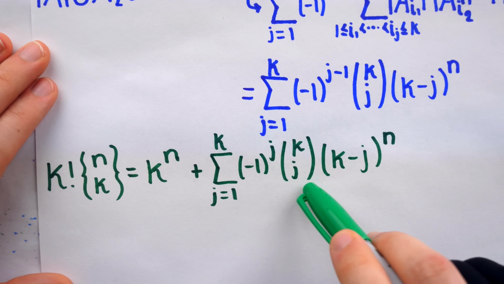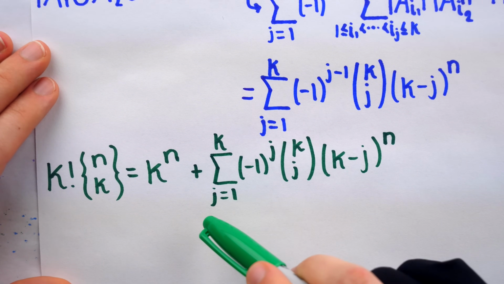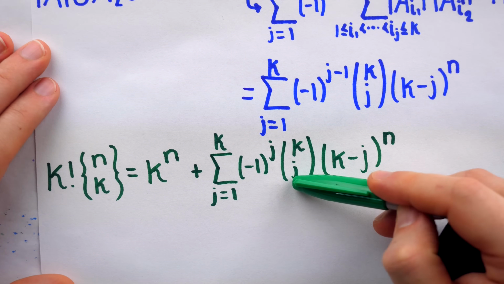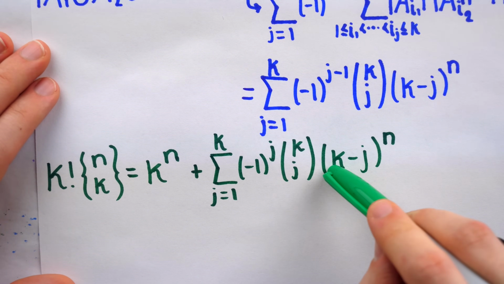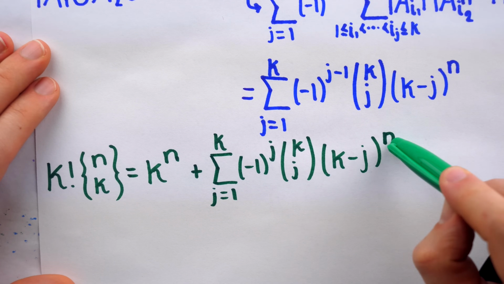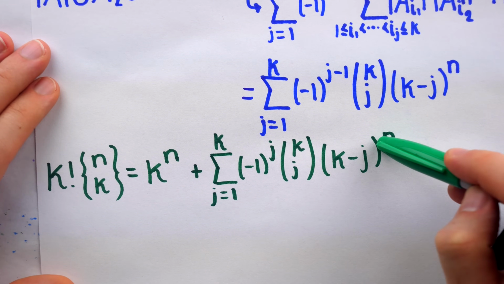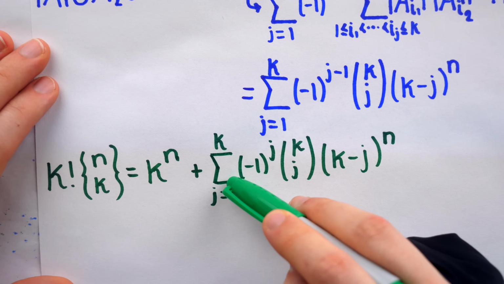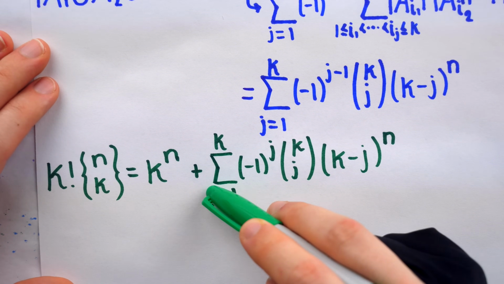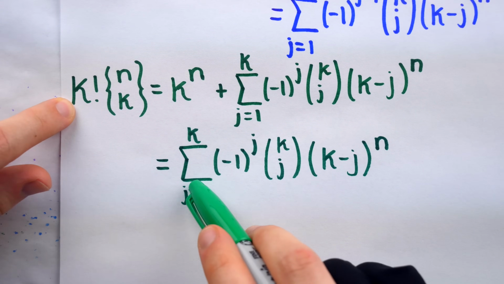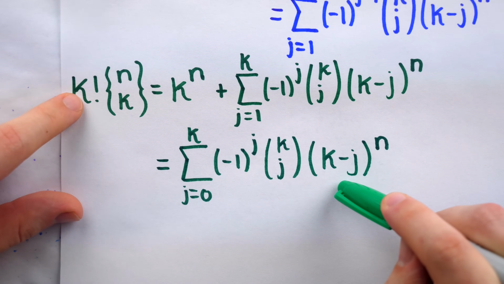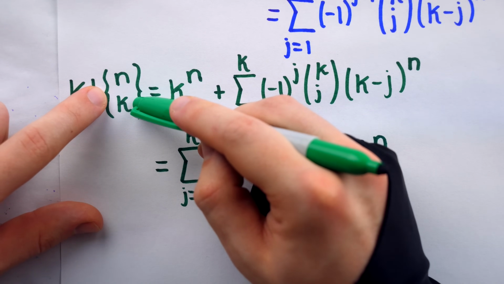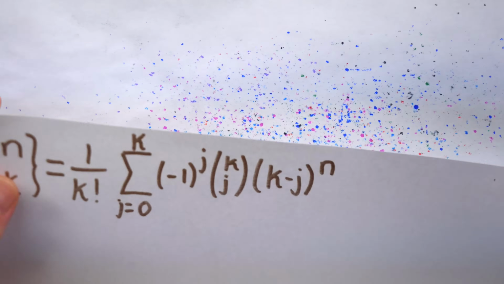Now check this out. What would this term of the sum be if j were to equal 0? Well, this would be 1, k choose 0 would be 1, and k minus 0 is just k, so this would be k to the n. The whole term would just be k to the n, which is this. That means we can actually include this in the sum by just starting the index at 0. So then finally we have that this equals this, and now we just have to divide both sides by k factorial to get the Stirling number all by itself. Once we do that division, we get here.